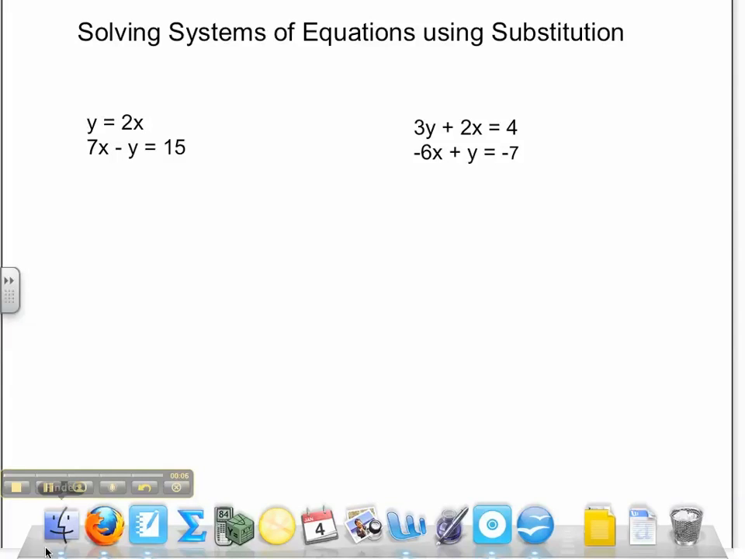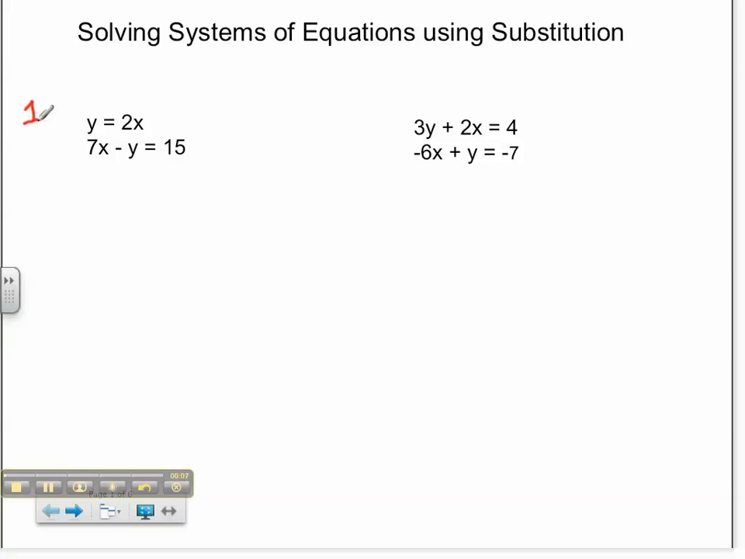Let's start with our first problem set. Well, let's actually start by describing what a system of equations is. Two or more linear equations form a system of equations. For these purposes, we will be using two linear equations to solve for a system. Their solution will be the point which solves both the first and second linear equation.